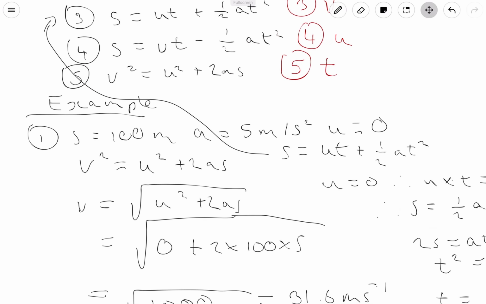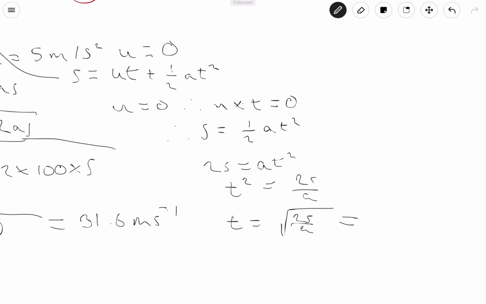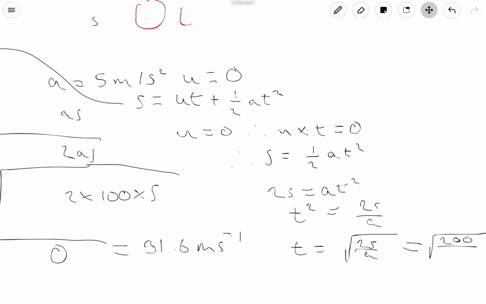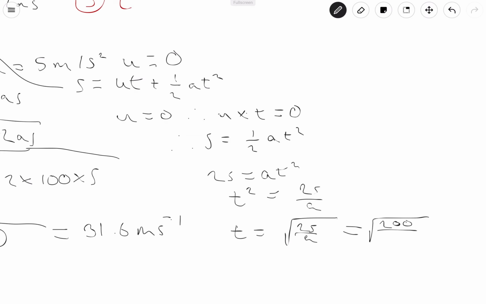2s, what was s? S was 100, so 2s is 200. T equals root 200 over a, over the acceleration, which is 5. So we just plug that in, 200 over 5, and we get a time of 6.32 seconds, to 3 significant figures. Hopefully that has given you a brief introduction to Suvat.